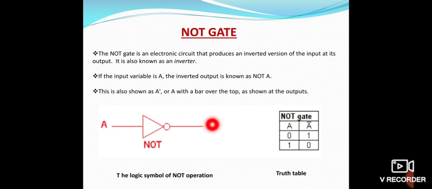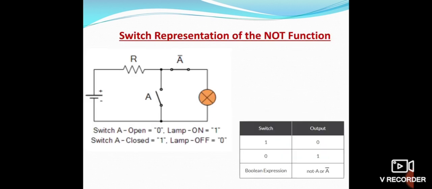This is the input and this is the output. It has only one input and only one output. So this is the logic symbol and this is the truth table. If A is 0, A bar is 1. If A is 1, the output is 0. This is the switch representation of the NOT function.